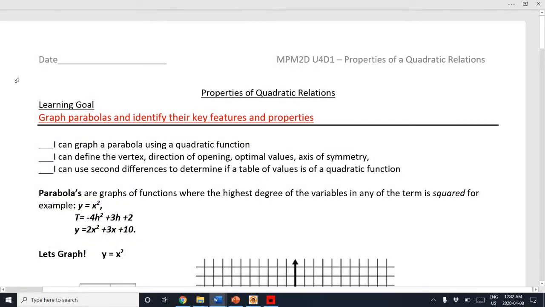Properties of quadratic relations. Our learning goal today is to graph parabolas and identify their key features and properties. Please ensure you have the lesson printout so you can follow along and fill in with this video.